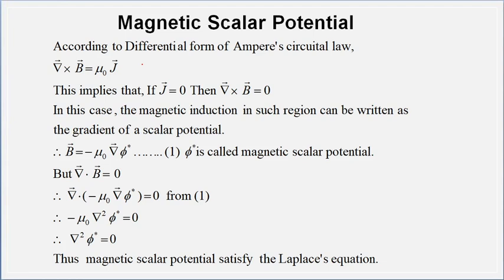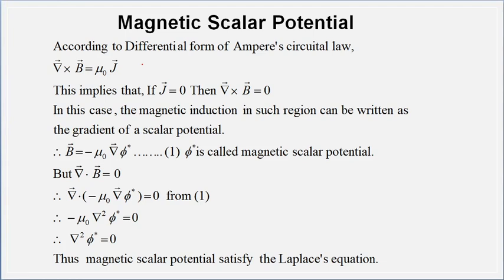In fact, magnetic vector potential is used for circuits, where current flowing in the circuit produces a magnetic field, to calculate that magnetic field. Whereas magnetic scalar potential is used for the material. See, there are two things.